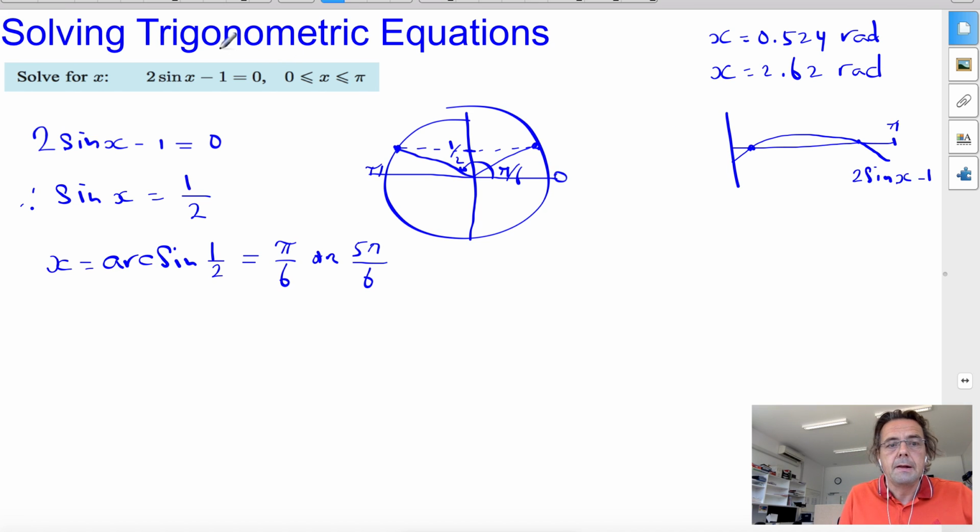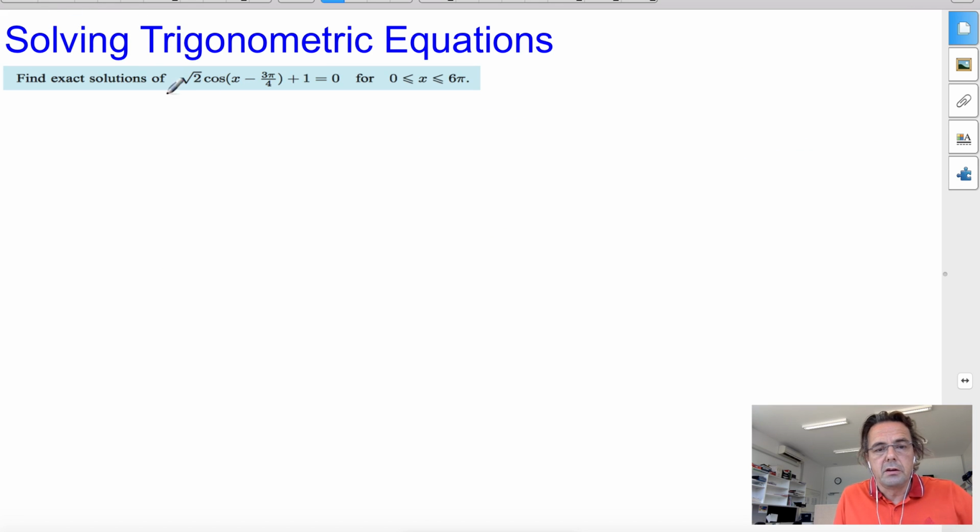So really easy. A bit more tricky though is this one here, when we have a whole expression and the domain is a lot larger as well, 0 to 6 pi. So let's do this one by hand.